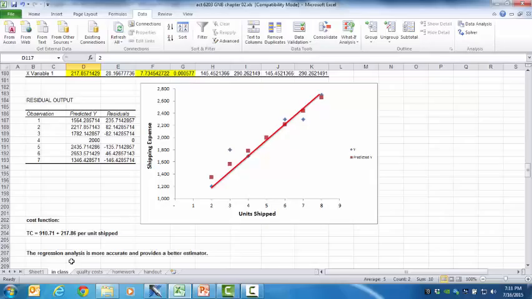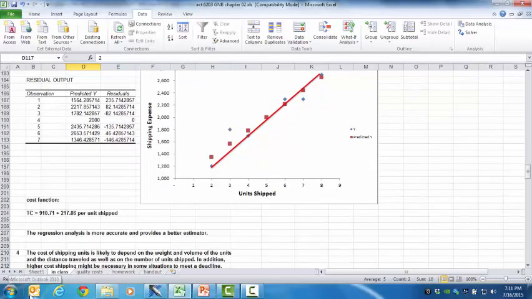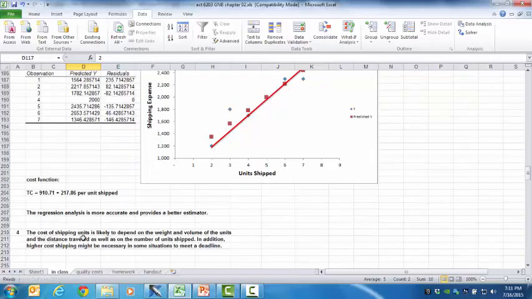Now, I didn't just pick this one here just to go through another exercise of the problems. I used this one primarily for the fourth part, which says what factors other than the number of units shipped are likely to affect the company's shipping expense. Well, a lot of factors here could be the cost is going to highly depend upon the weight and volume of the units. And these were large air conditioners.